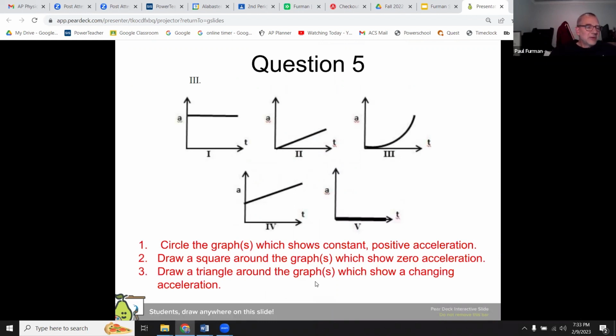All right, so next question. This is where you get to draw a little bit. Circle the graphs that show constant positive acceleration. Draw a square around the graph which shows 0 acceleration, and draw a triangle around the graphs which show a changing acceleration. So I'll give you a second to do a little bit of artwork.